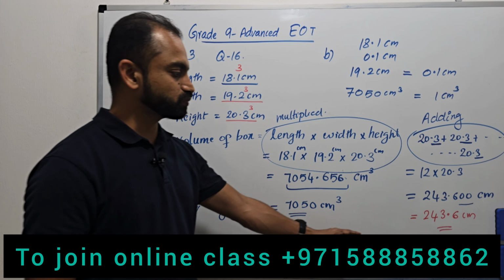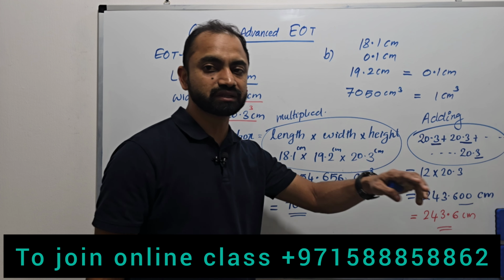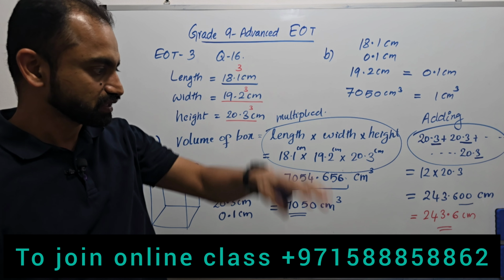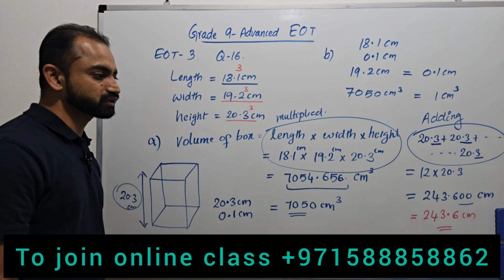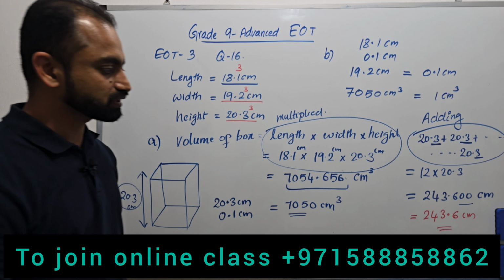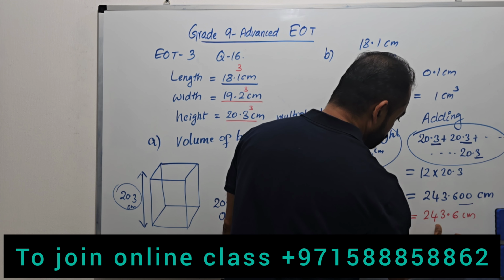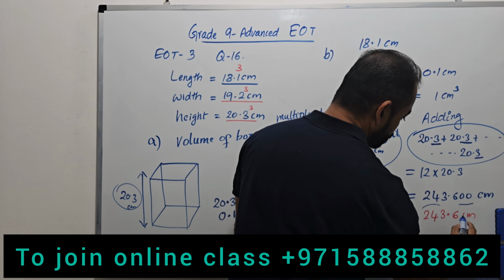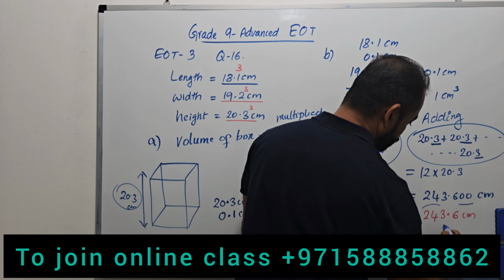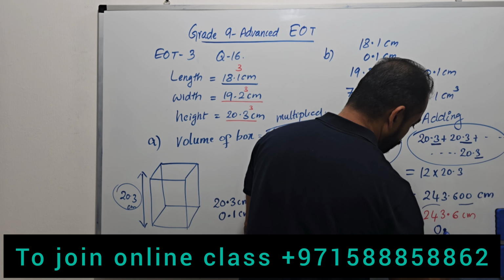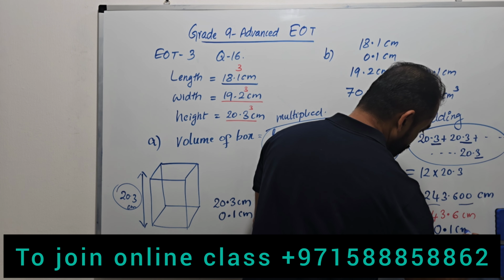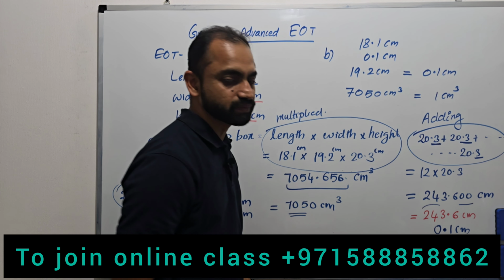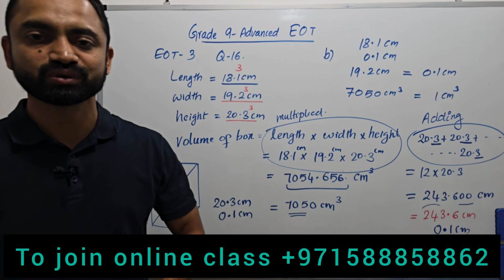So in the height of the stack, the height of the stack is 243.6. What is the precision? How to write the precision? Make all the digits 0 and the last digit 1. So 243 all will become 0, point, last digit 1. 0.1 centimeter is the precision in that reading also.